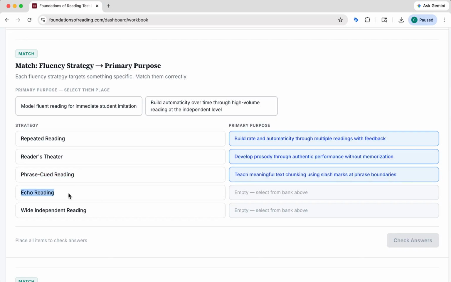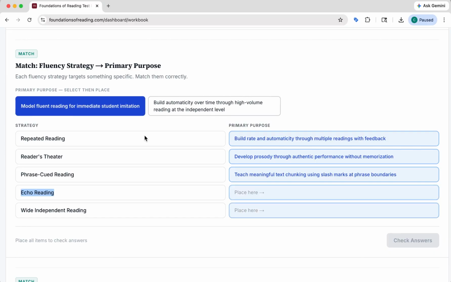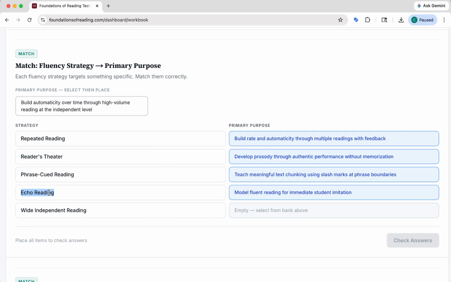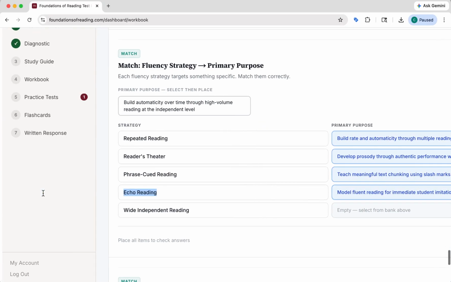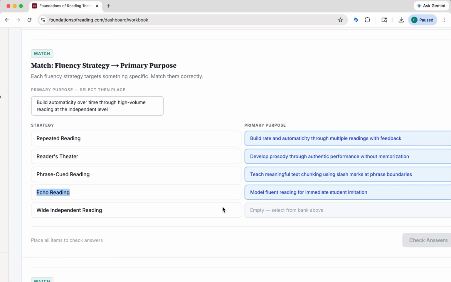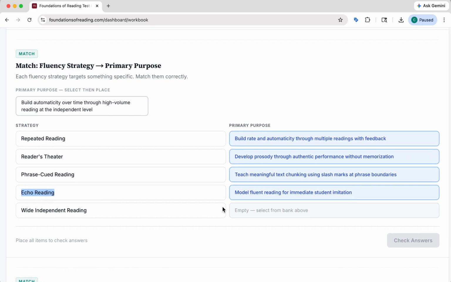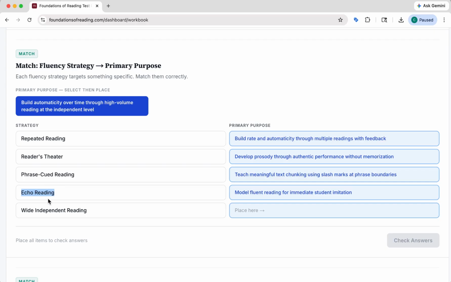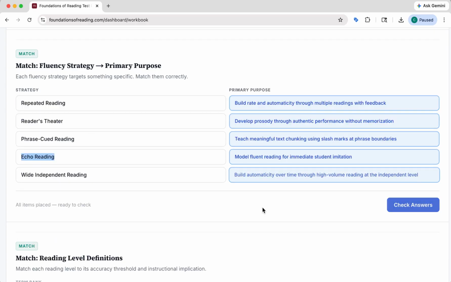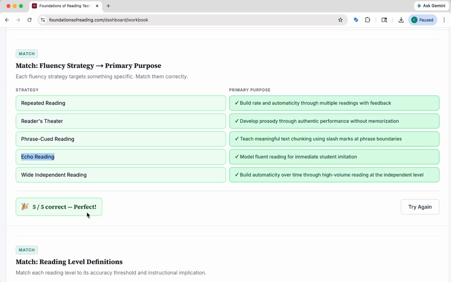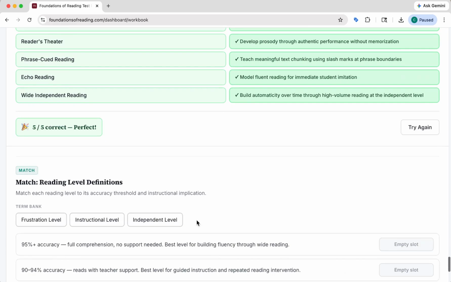There we go. Echo reading, model fluent reading, build automaticity over time. Which one am I going to do? Model reading, there we go. Echo reading again, of course. Again, if you're thinking, what's echo reading? It's listed in the study guide. So just read that, and this is when you check your knowledge. Wide independent reading. Let's put this there. Let's check it. And, we are good to go.